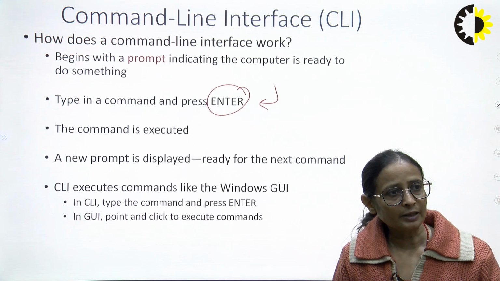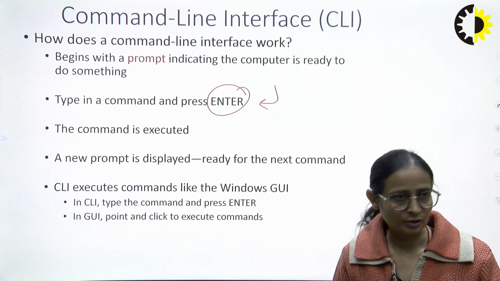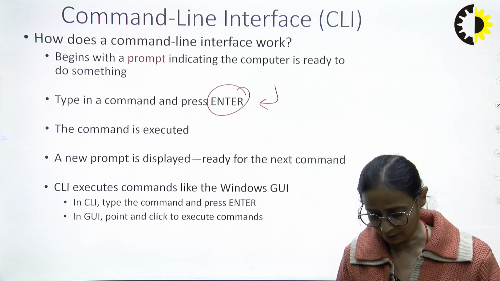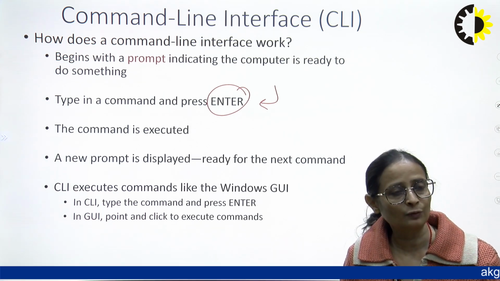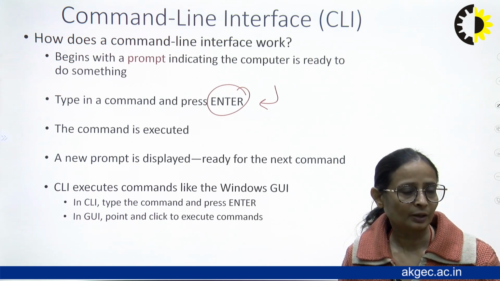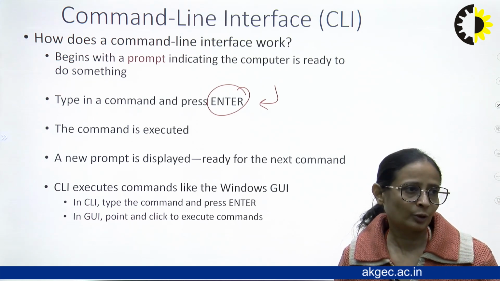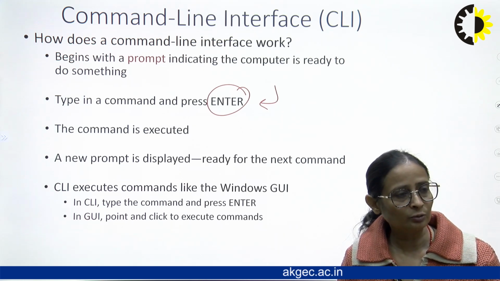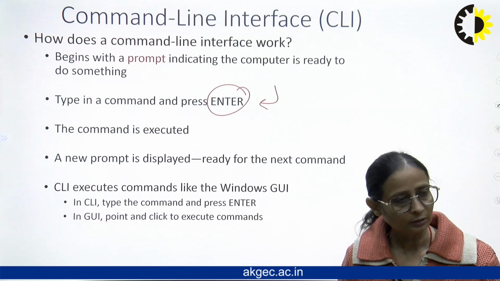So the CLI executes commands like the Windows GUI does. Whatever operations you perform on the GUI interface, you have commands for all of them which you can give through the prompt. So in the CLI, you type the command and press enter. In the GUI, you just point and click to execute the commands.